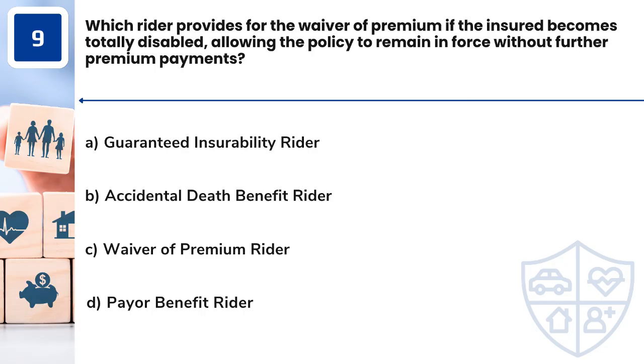Question 9. Which rider provides for the waiver of premium if the insured becomes totally disabled, allowing the policy to remain in force without further premium payments? A. Guaranteed insurability rider. B. Accidental death benefit rider. C. Waiver of premium rider. D. Payor Benefit rider.